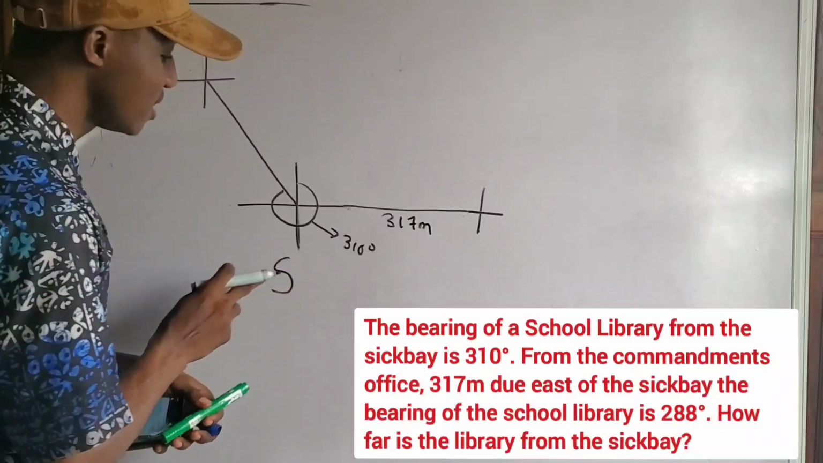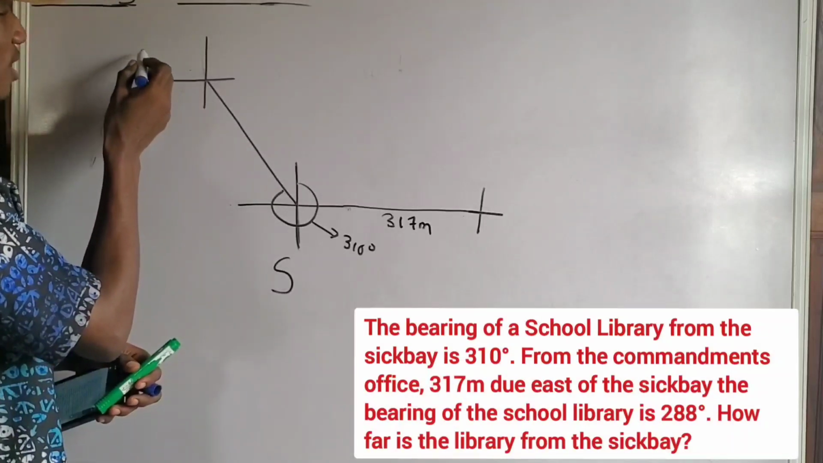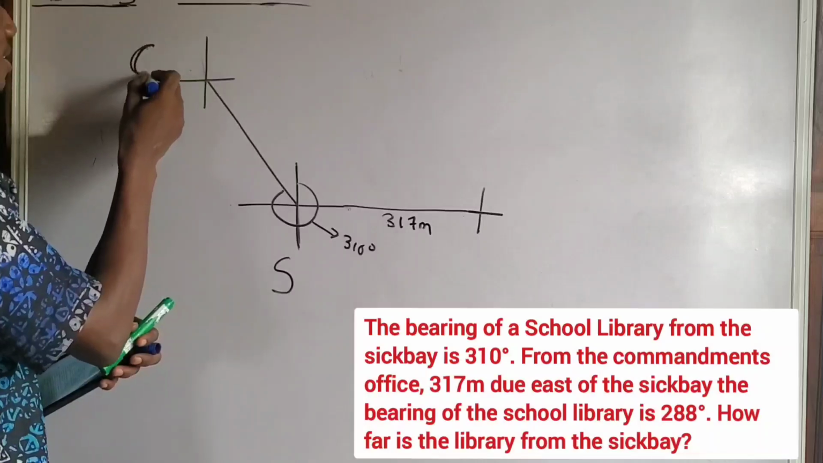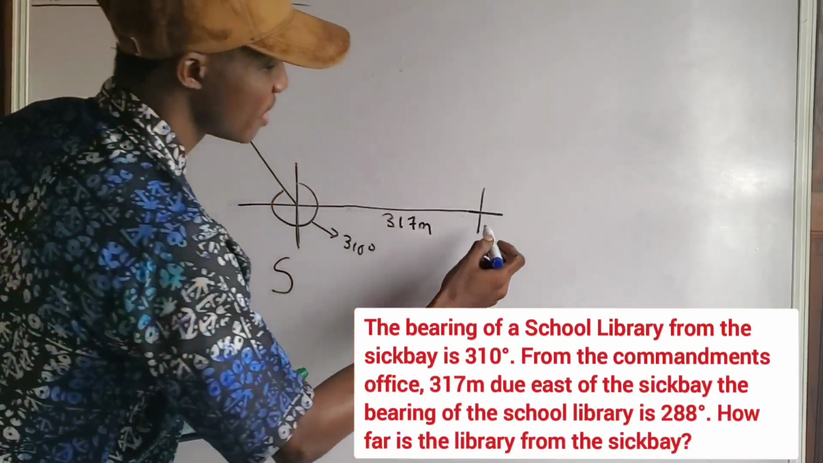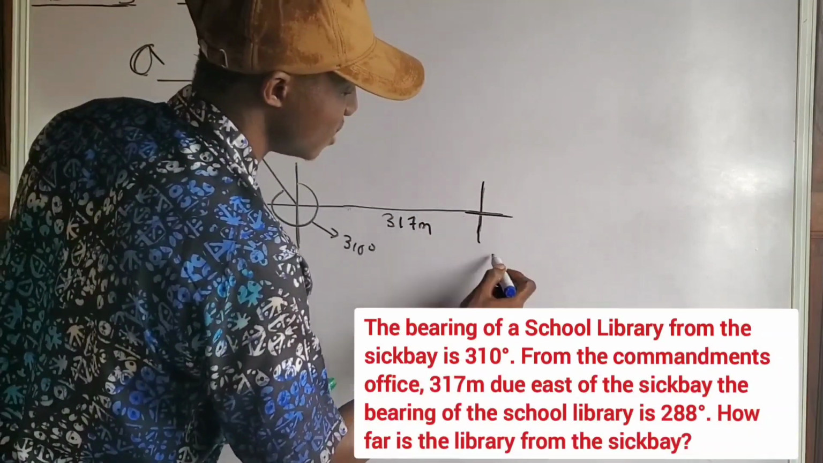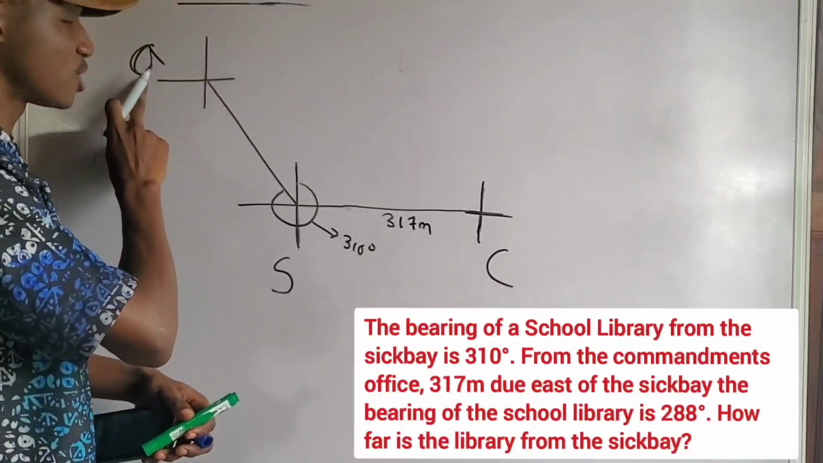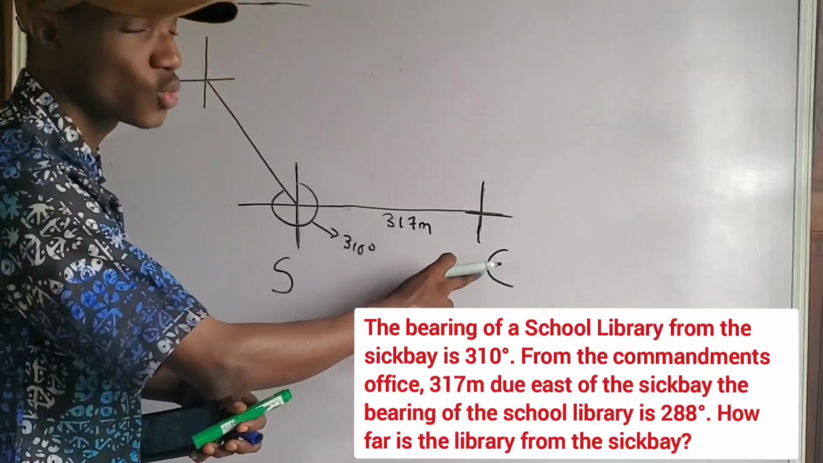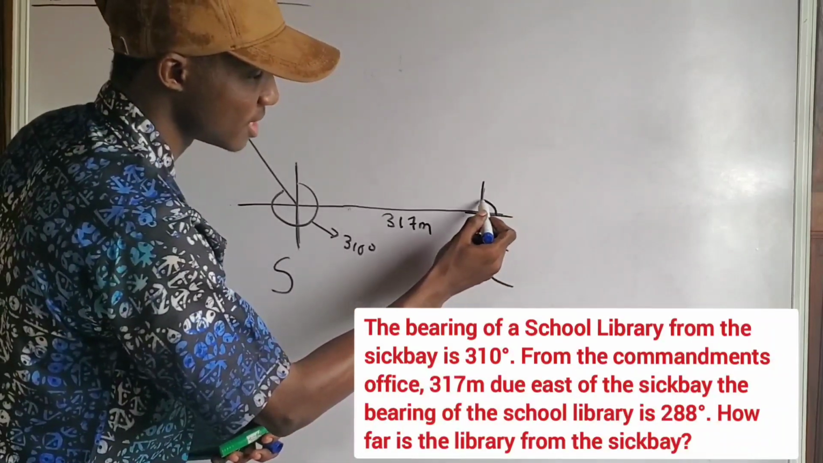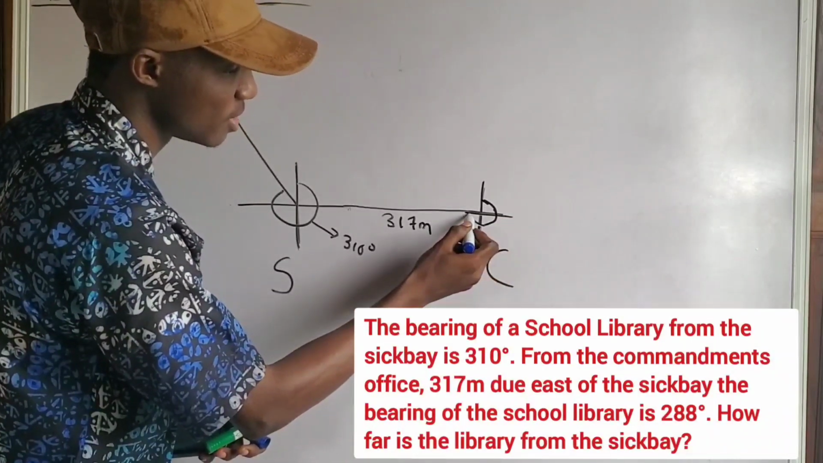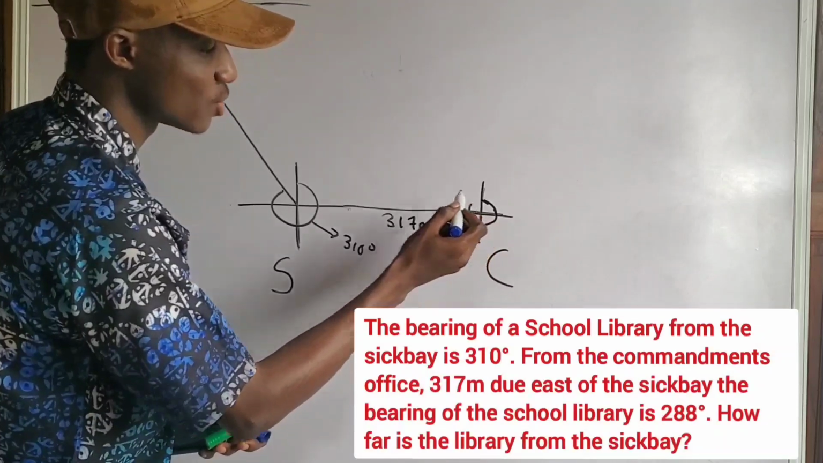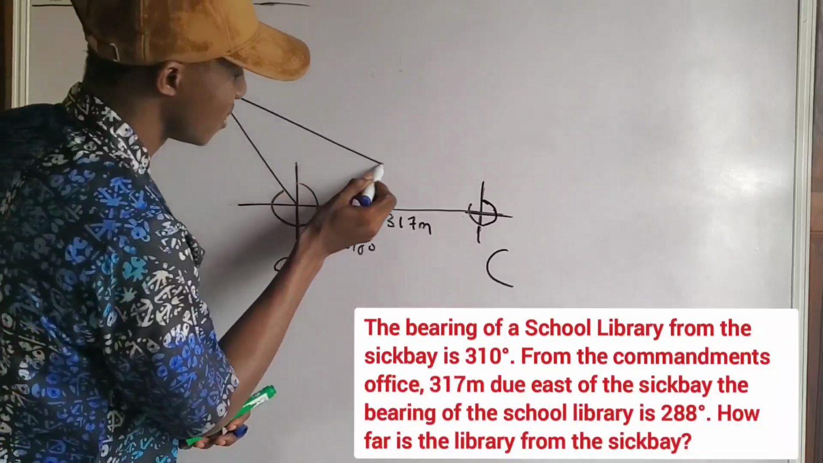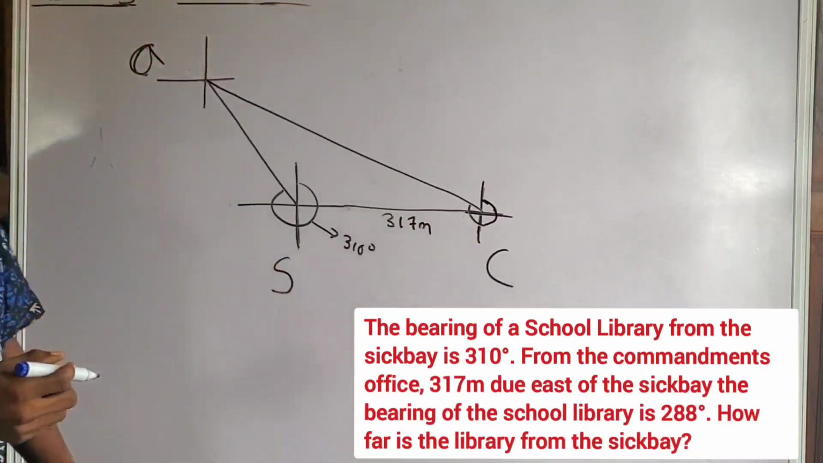So this is the sick bay, this is the school. Let's represent the school as A. And let's represent the commandment office as C. So sick bay, school, and the commandment office. The bearing of the school from the commandment office is what? 288 degrees. And from this point to this point is 90, to this point 180, to this point 270. That means that around this side is 288 degrees. So let us go to the line. Do you understand the diagram now?